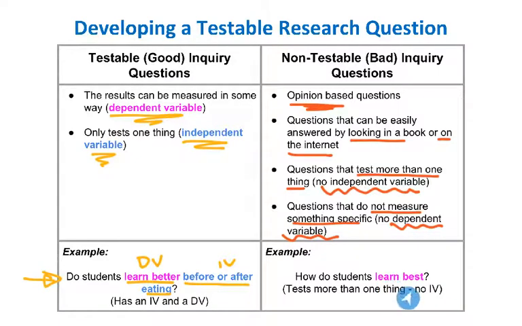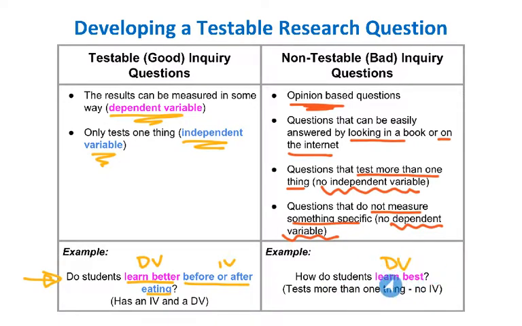So in this case, the thing that we are measuring is how well they learn best, right? So we do have a dependent variable, how well they learn. How do students learn best? But we don't have an independent variable, right? The question says, how do students learn best? It doesn't say, do students learn best before or after eating? Or do students learn best when they get more sleep? Or do students learn best when they get to sit on the floor instead of a chair, right? This question isn't specific enough.